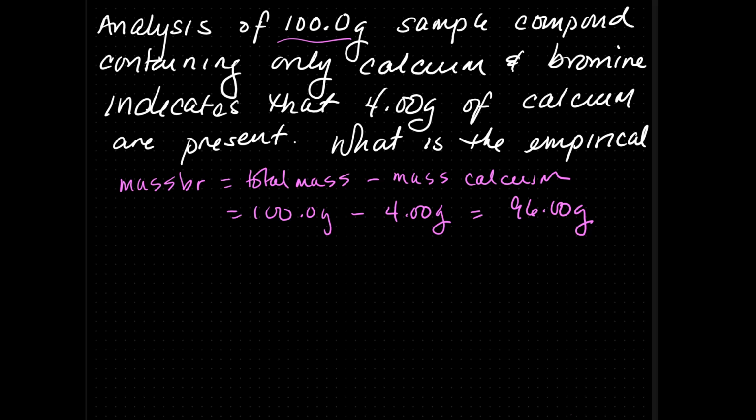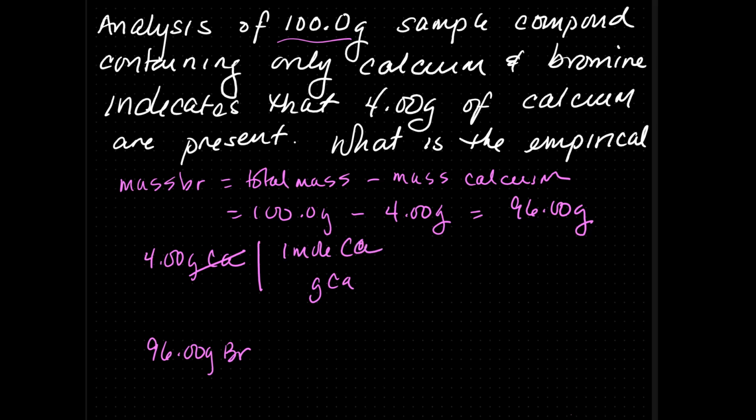So we're going to start with 4 grams of calcium. I'm going to start with 96 grams of bromine. So we're going to convert mass to moles using molar mass, dimensional analysis, grams of calcium, 1 mole of calcium. Off the periodic table, it's approximately 40.08 grams. So 4 times 1 divided by 40 is 0.0998. We're going to do the same thing for bromine.